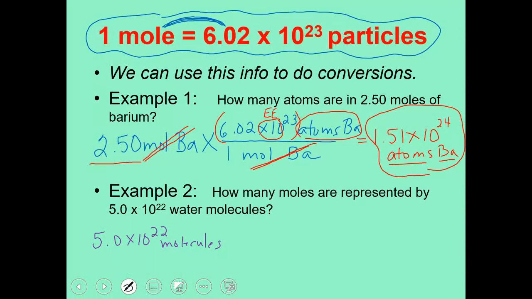Okay, so molecules of water. And again, we can set up a conversion factor. We have to put the molecules on the bottom this time so that the units will divide out. Molecules is what we call the particles of a covalent compound. So we're going to put Avogadro's number of molecules on the bottom.